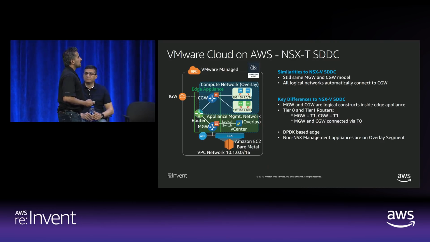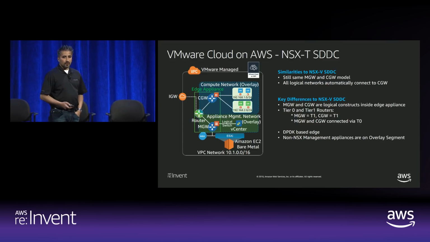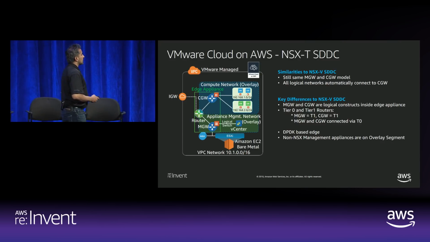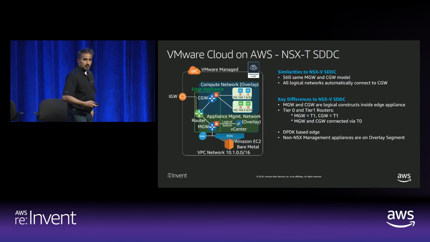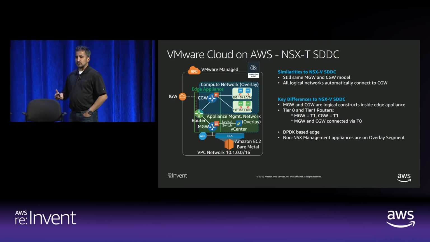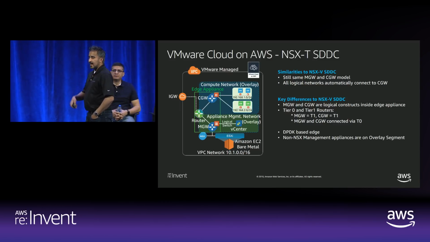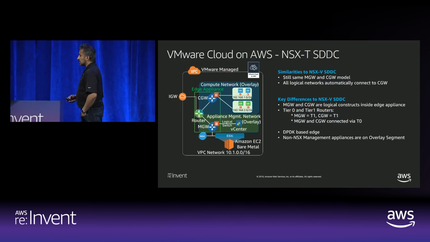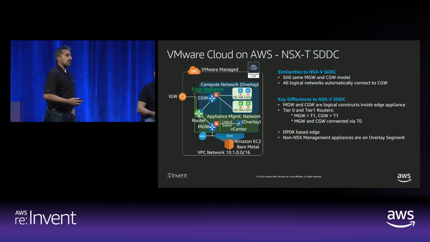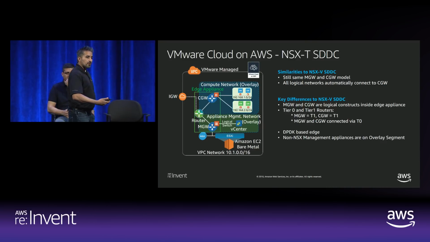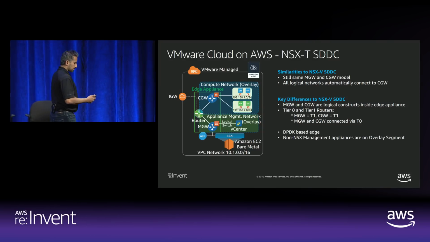Now, the CGW and MGW in NSX-T terminology are known as T1 routers. This edge router is known as a T0 router. The T0 router has connectivity to all the external environments. Your internet connection terminates there, Direct Connect, VPN, and so on. The CGW and MGW are tier 1 routers. They have an edge component that sits in this appliance and also a distributed component across all the hosts. The distributed component you can think of as similar to the distributed logical router in NSX-V. It's the gateway for the workloads, the gateway for the VMs, okay?